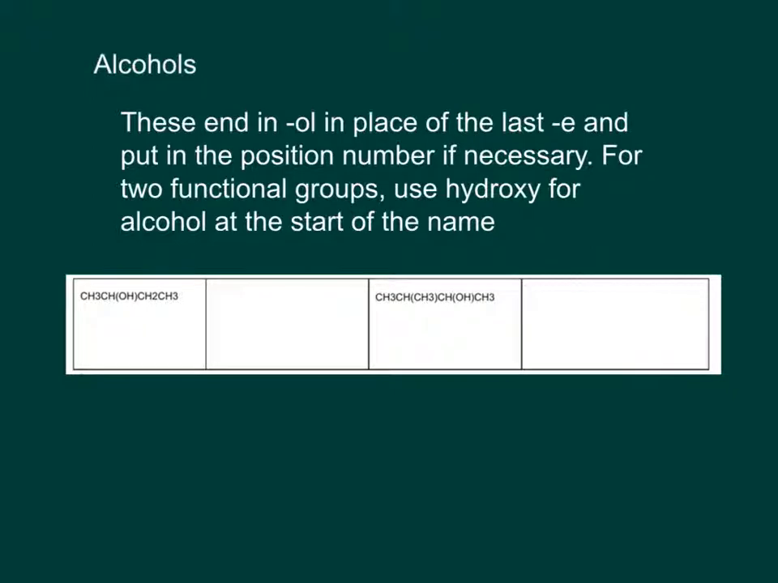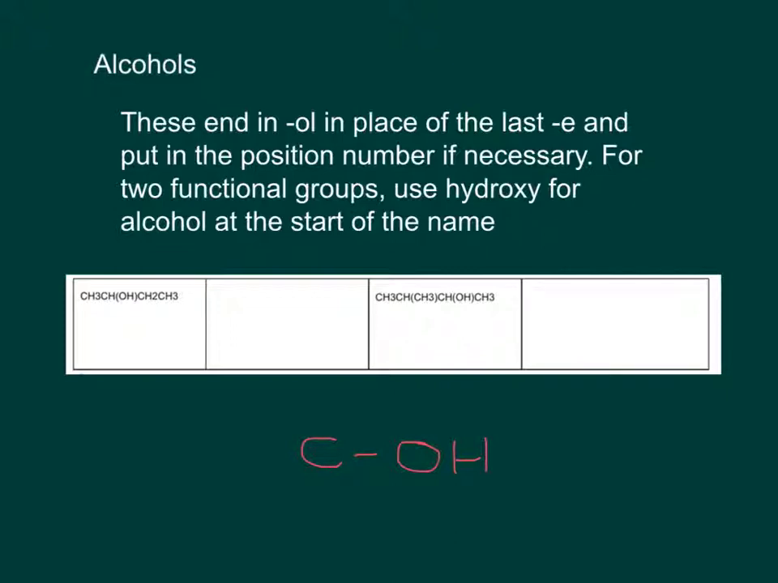Okay, alcohols. Alcohols have an OH group. So when you meet these, you will have a carbon atom and an OH group like so. How do we name these? Well, rather than an alkane ending in E, we change that E to an O for an alcohol, and we need to insert the number just before the O to tell me where that alcohol is.